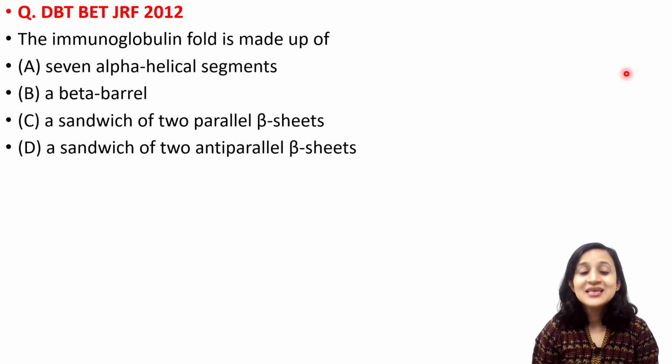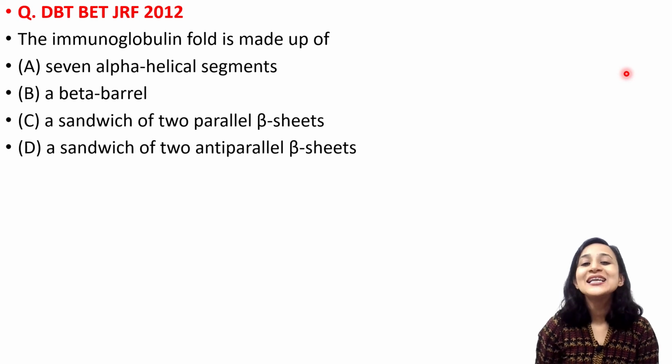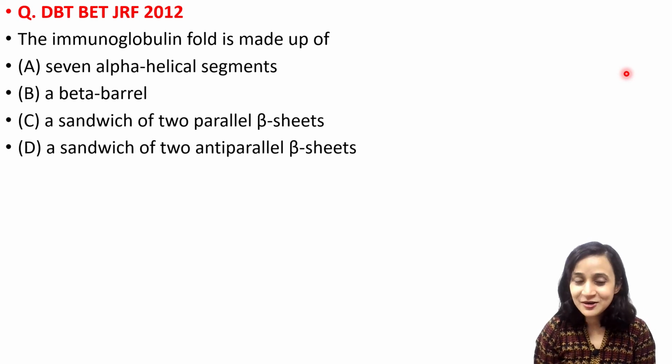C and D. C is a sandwich of 2 parallel beta sheets. This is also no because we have seen that 2 antiparallel beta sheets were there. D, a sandwich of 2 antiparallel beta sheets. So they have 2 antiparallel beta sheets. This is the answer. So the answer will be D.